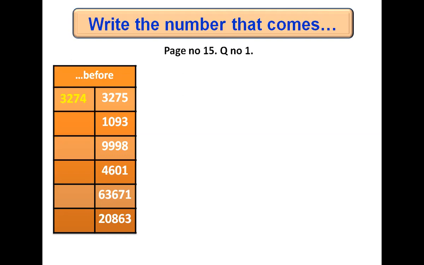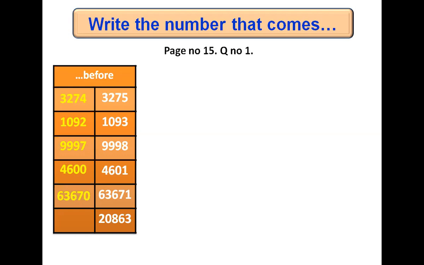The next number is 1093. The number that comes before 1093 is 1092. The next number is 9998. And before 9998 comes 9997. 4601 is the next number. Before this comes 4600, right? Next we have 63,671. What comes before 63,671? Just do the simple math in your head and you'll know that the number that comes before this number is 63,670.